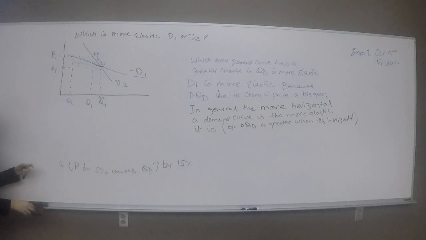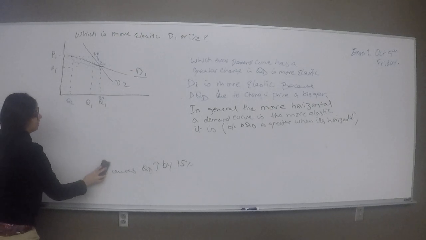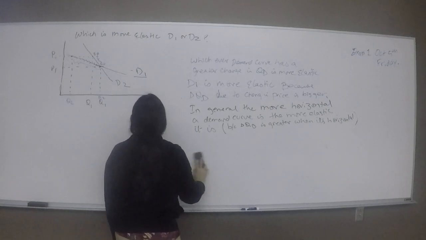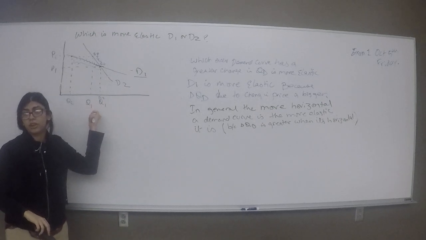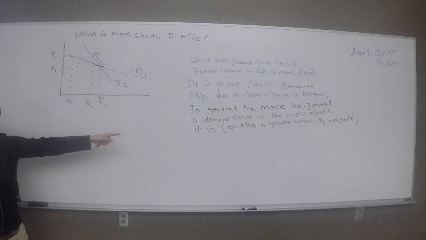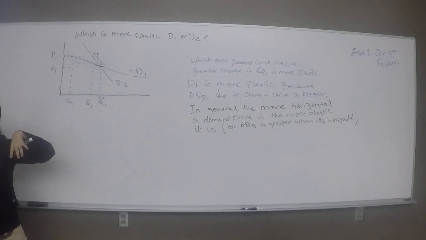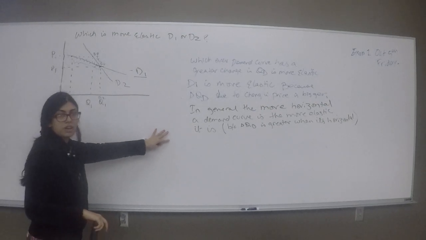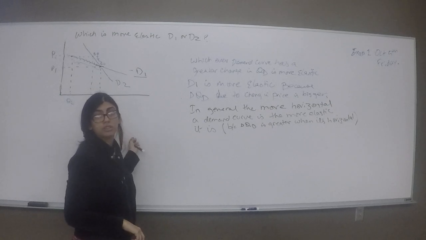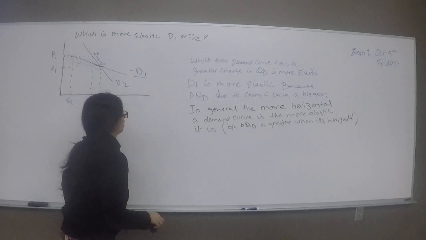Okay, take a picture or something if you can't draw it. So basically, even if you can't draw the thing right, you need to understand that the more horizontal curve is going to be more elastic because the change in quantity demand will be greater for a horizontal curve. So if you got this part written down in your notes, even if your graph is not so perfect, it's okay.